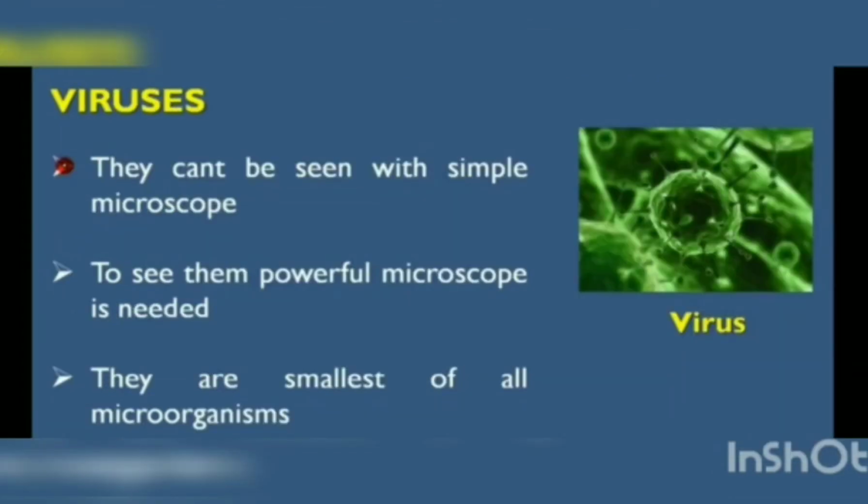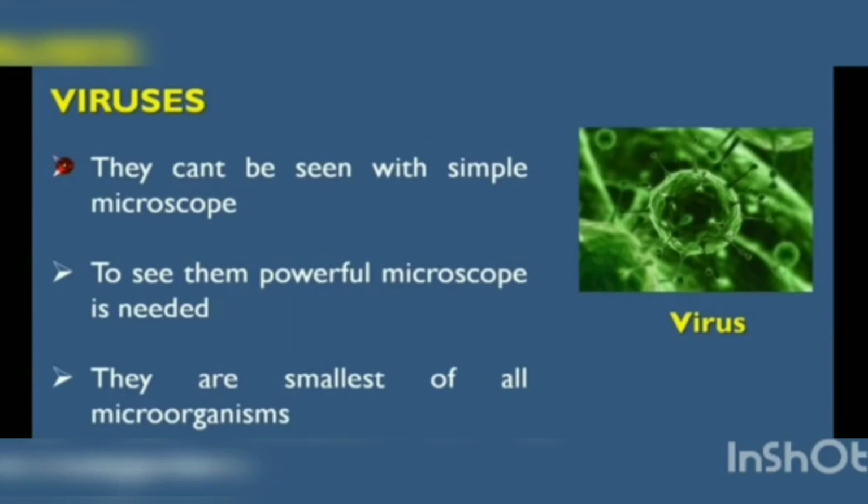The second microorganism we are starting is viruses. As I have told you earlier, the fatal disease AIDS is caused by a virus. The causative agent of AIDS is HIV. HIV is a microorganism, a virus. The full form of HIV is human immunodeficiency virus. Focusing on the features, the virus looks like this in the picture.